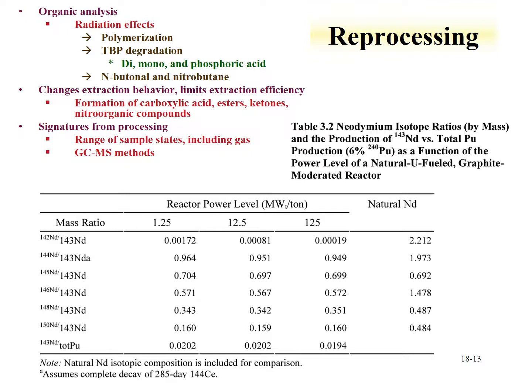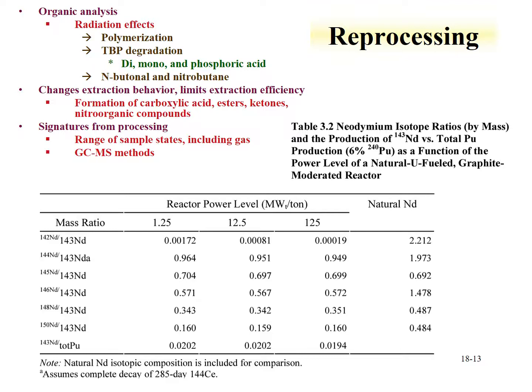During the treatment and reprocessing of radioactive material, signatures can be introduced due to the radiation itself. For instance, radiation effects can include polymerization of organic phases and degradation of the ligand, for instance with tributyl phosphate. One can form di-, mono-, or phosphoric acid. So think about it as just breaking down that organic molecule. And depending upon what's present with the TBP ligand in the Purex process, you can form n-butanol or nitrobutane.